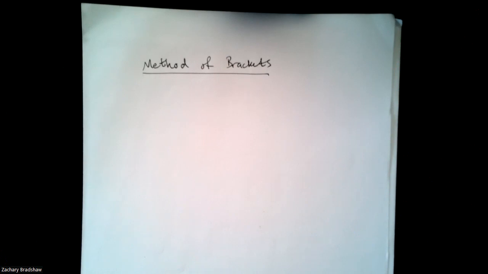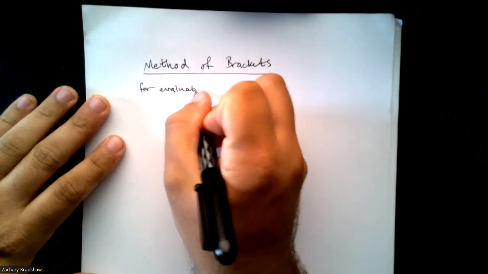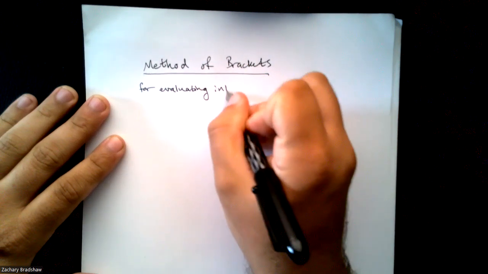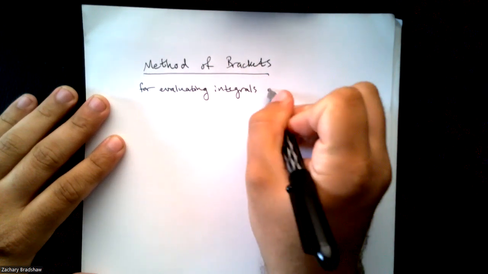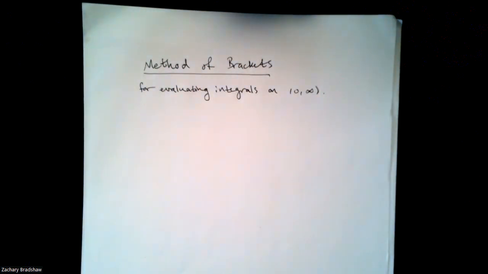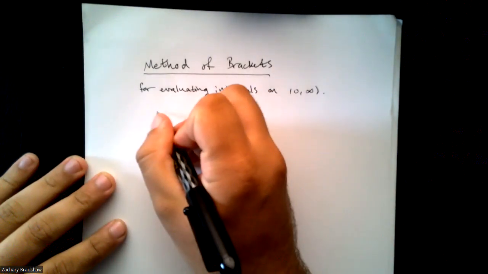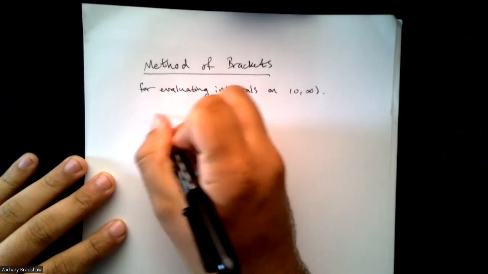But this is a set of rules for evaluating integrals on the half line. I kind of view it as an integration cheat code because it's so simple to use. What it does is it transforms some complicated integral into the solving of a linear system. So how does it work? Well, today I'm going to talk about just the one-dimensional case.